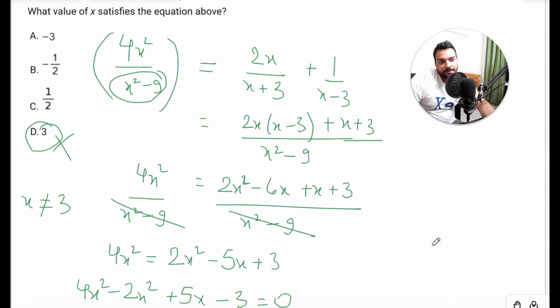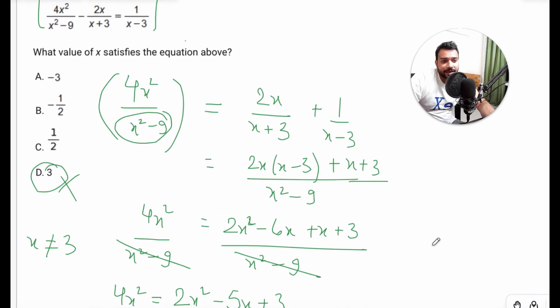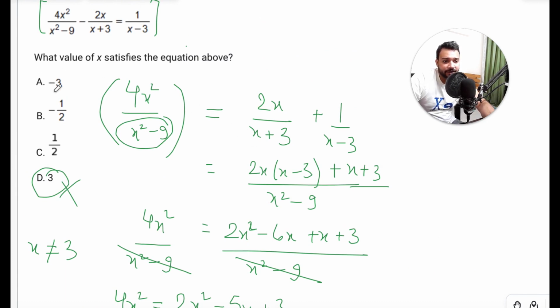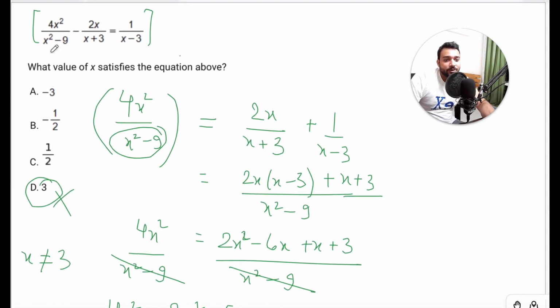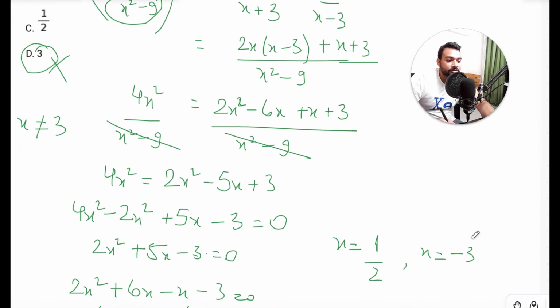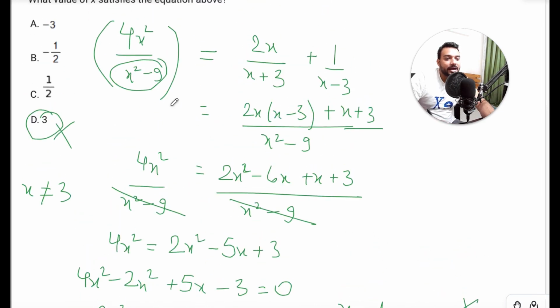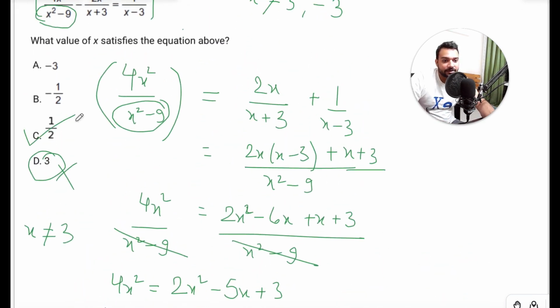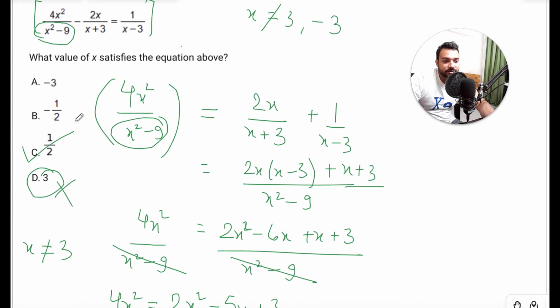Now, are we making a mistake somewhere? Because two answer choices cannot be correct. So the mistake is we took care of this part, but not completely. x squared minus 9 can become 0 not only when x is equal to 3, but also when x is equal to negative 3. In both cases, x squared minus 9 can be equal to 0. So both of these would be eliminated. So negative 3 is the wrong solution, and x is equal to half is the correct answer. Option C is correct. So be very careful in these type of questions.